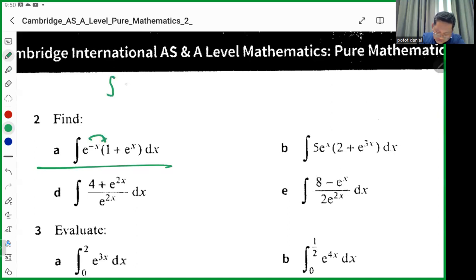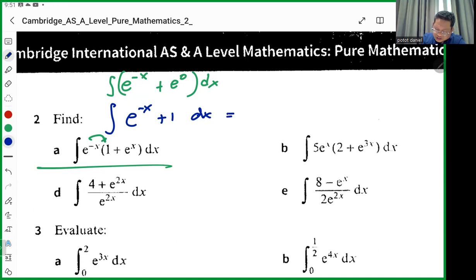The integral of e to the negative x times (e to the negative x plus e to the x) with respect to x. So that is now equal to e to the negative x plus e to the 0. Again, e to the 0 is 1. So let's tidy this up. That's the integral of e to the negative x plus 1 dx.